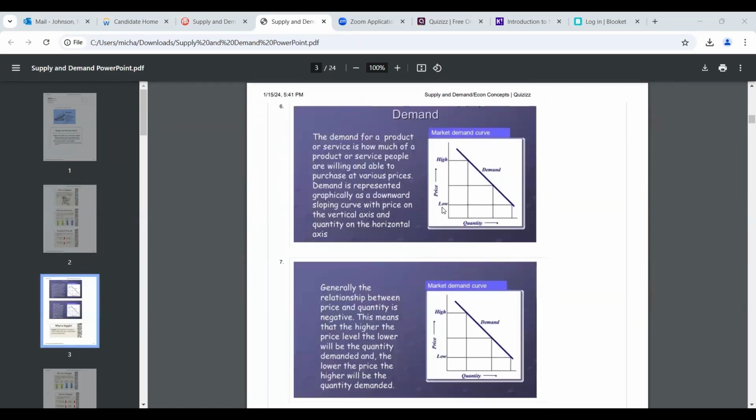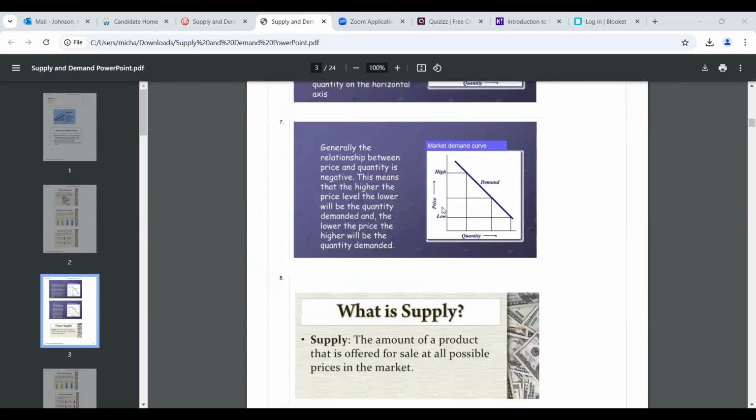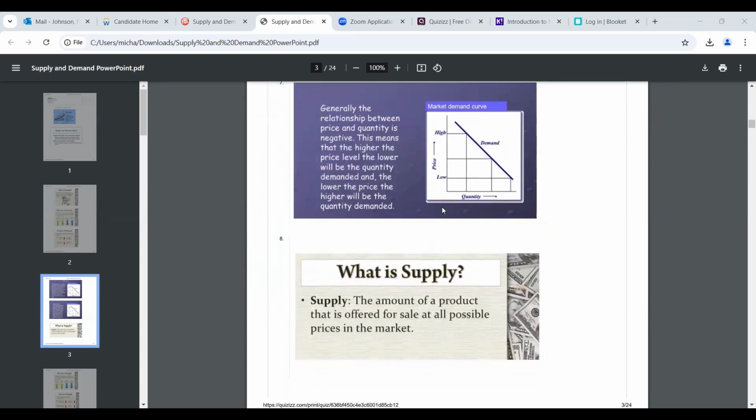The demand for a product or service is how much of a product or service people are willing and able to purchase at various prices. Demand is represented graphically as a downward sloping curve with price on the vertical axis and quantity on the horizontal axis. Generally, the relationship between price and quantity is negative. This means that the higher the price level, the lower will be the quantity demanded, and the lower the price, the higher the quantity demanded.